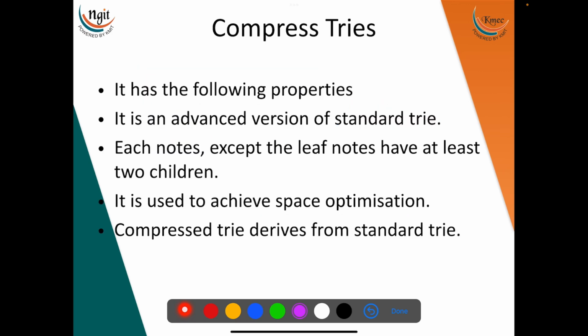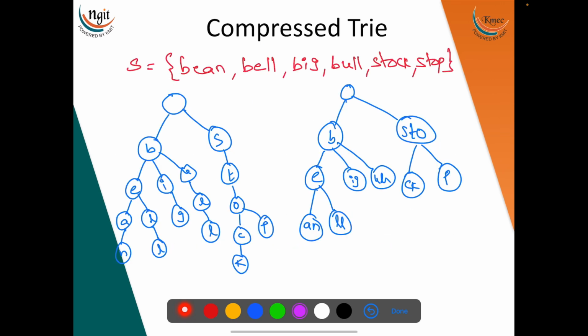Now let's understand the compressed trie. The name itself tells that we are going to compress it. It has the following properties. It is an advanced version of the standard trie. Each node, except the leaf nodes, has at least 2 children. It is used to achieve space optimization. So we'll reduce the length of the string. Let's see how we will reduce the length of the string in a compressed trie. We'll see with an example. The compressed trie derives from the standard trie.